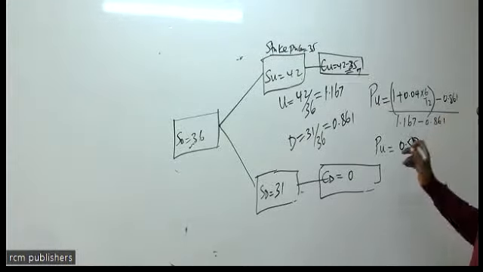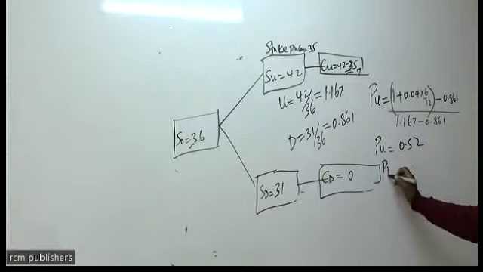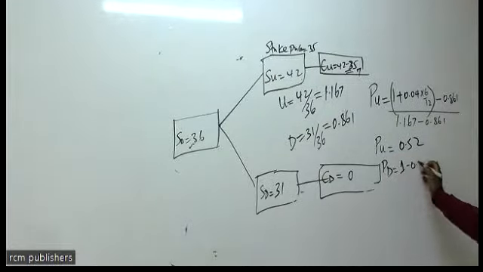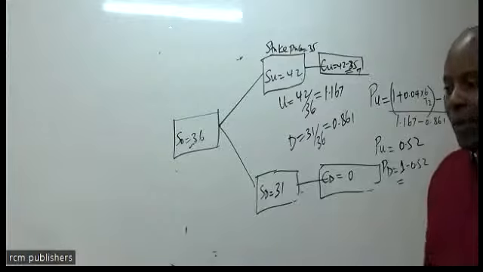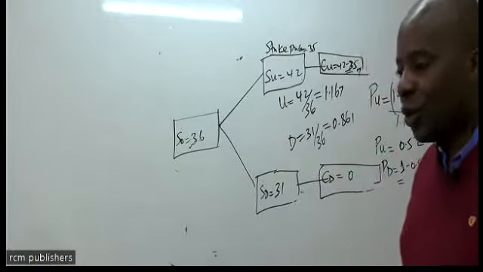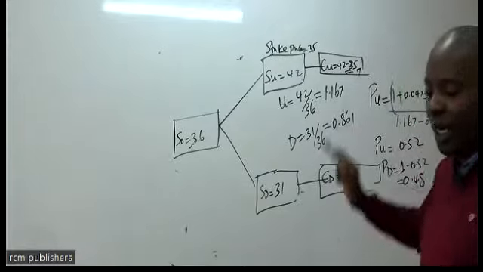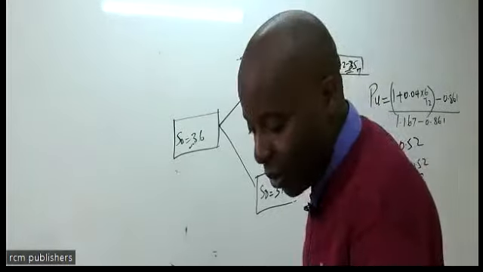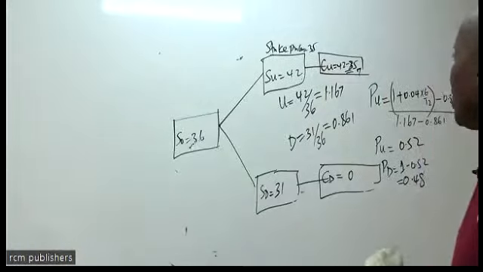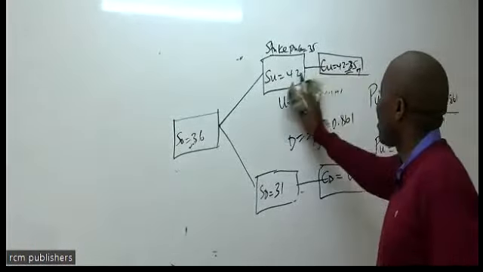Then if this is PU, then P down will be 1 minus 0.52, which will be equal to what here? 0.48, thank you so much. So now these are the probabilities that I would need to come and put here.